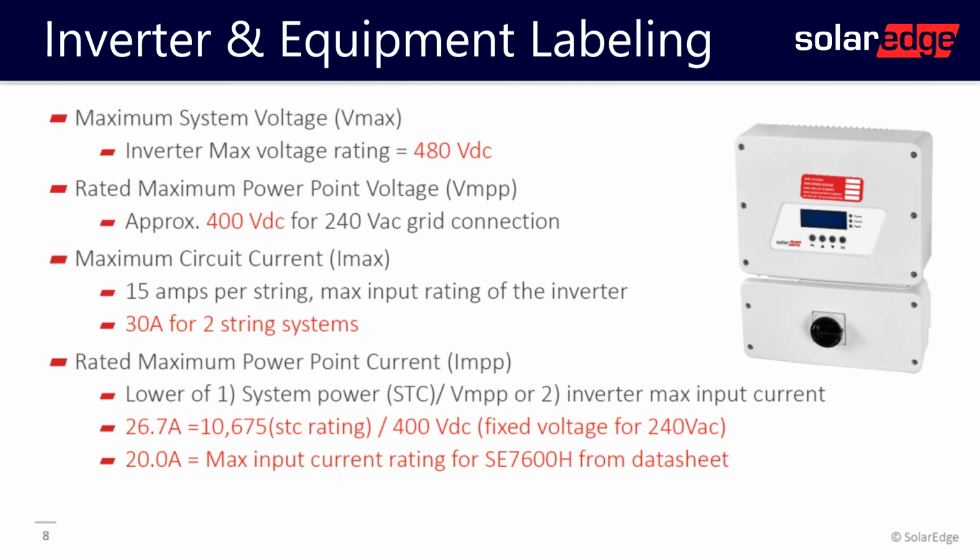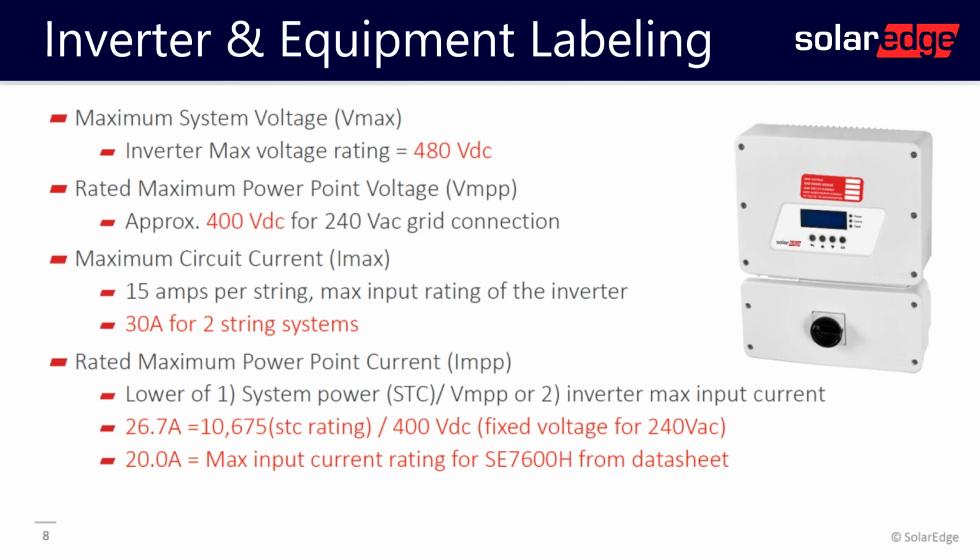The Vmax for a SolarEdge inverter can be found on the spec sheet. For this inverter here, the 7.6 kilowatt HD wave, the Vmax is listed as 480 volts DC. The VMP is also listed on the spec sheet as 400 volts DC.